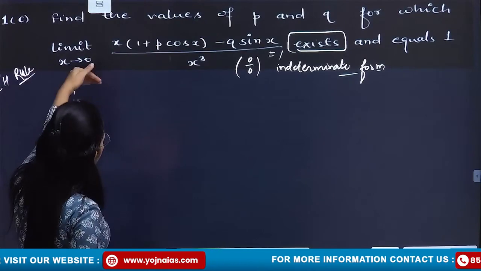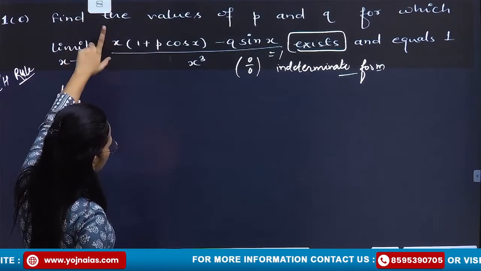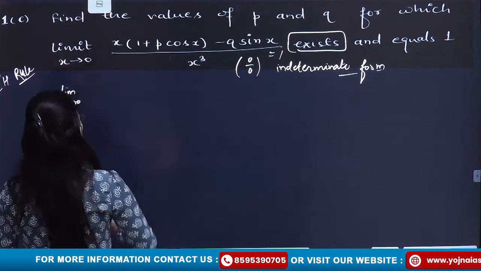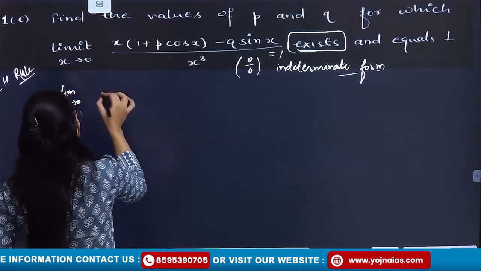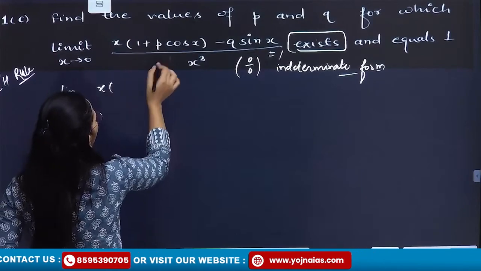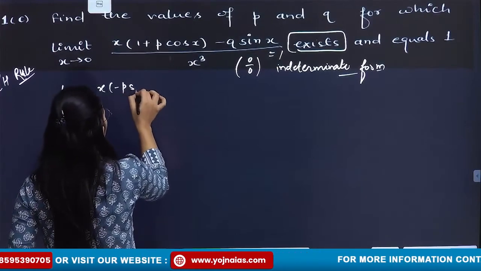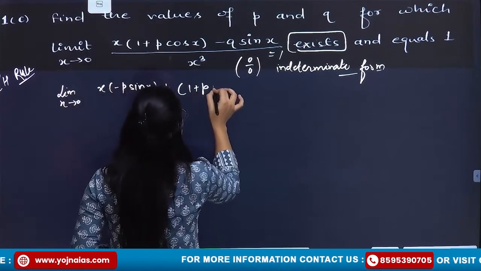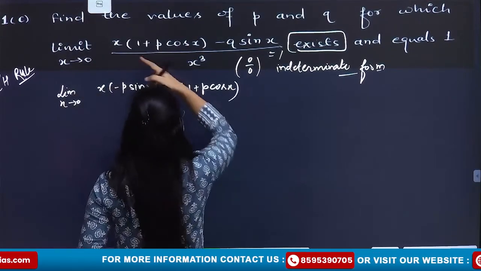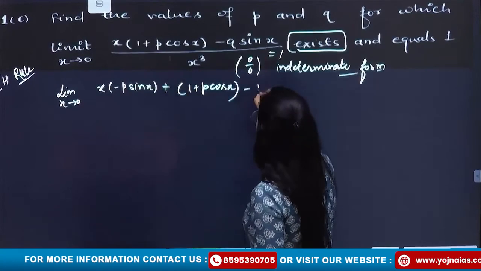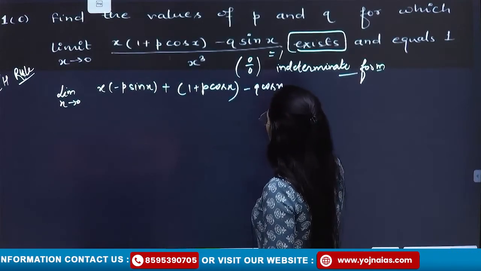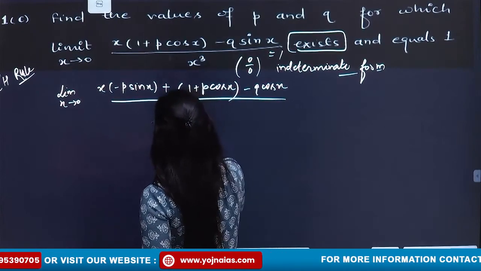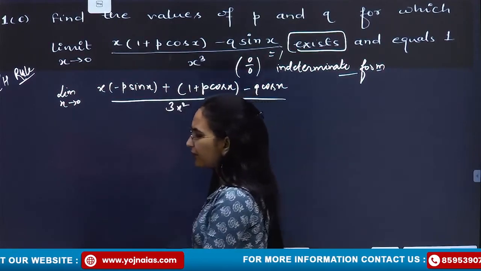To apply that, you have to take the derivative of the numerator and the derivative of the denominator separately. So let's do it. The derivative of the numerator would be 1 plus p cos x minus q cos x plus 1, and the derivative of x is 1, minus cos x. That is the derivative of the denominator.